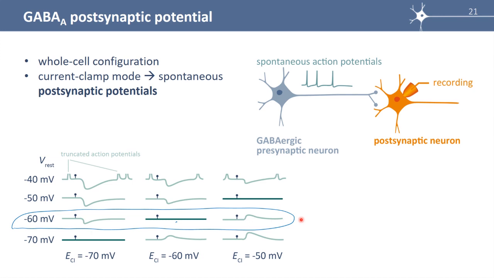So always remember that when you want to know what the effect of GABA is, you have to know where the reversal potential of chloride ions is and at which potential you are recording.